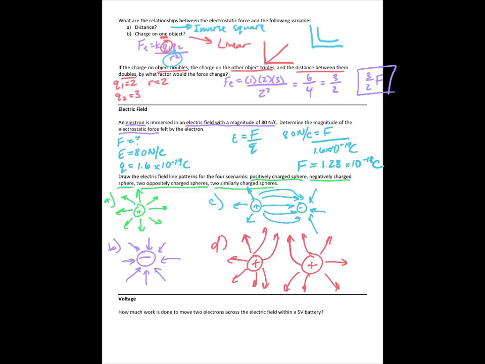And then the last one is about voltage, potential difference, just calculating. So how much work is done to move 2 electrons across the electric field within a 5-volt battery? So all you're going to need to do is use this voltage equals work over charge equation. So our voltage is 5. Work we don't know. And charge is 2 electrons. So 2 times 1.6 times 10 to the negative 19 coulombs, which equals 3.2 times 10 to the negative 19 coulombs. So we plug it in.